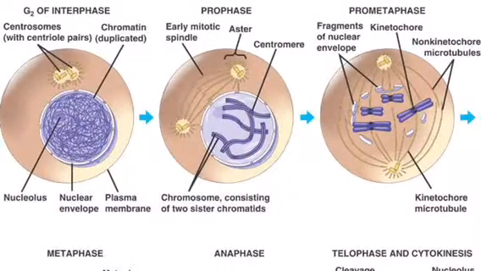Mitosis has 6 steps. The first step is interphase. The cell spends more of its time in interphase than in any other part. In interphase, the chromosomes make an exact duplicate of themselves, and the chromosomes thicken and coil.